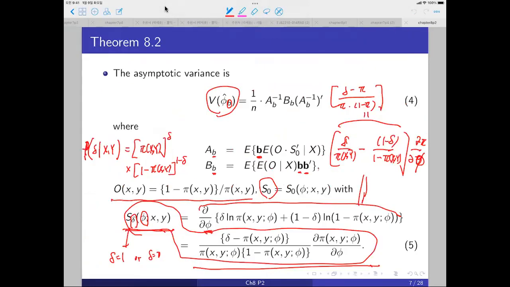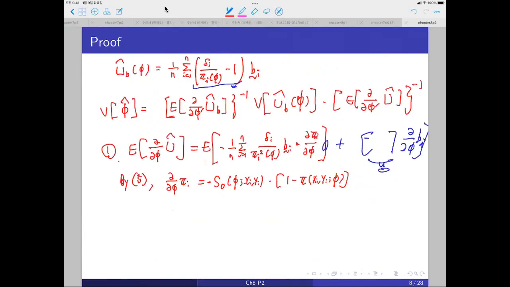Now, if you put delta equal to 0 here, then this one is 0, and so this one cancels. That is essentially minus 1 divided by 1 minus pi, times 1 minus pi. The minus cancels, and in the end the expectation of delta is pi, and then you have O times B times S0 prime.